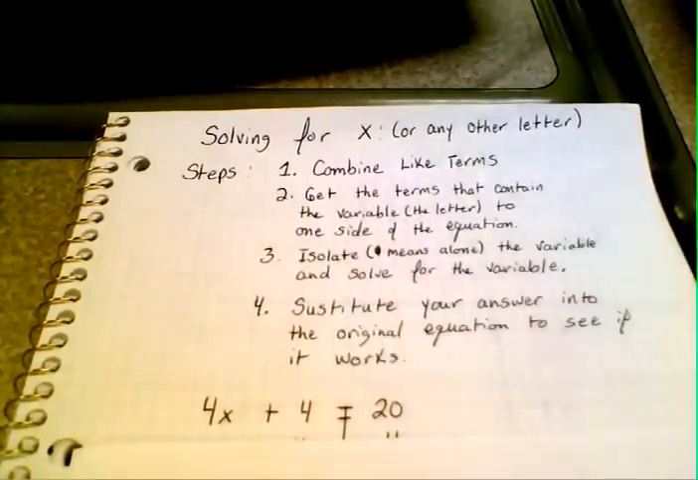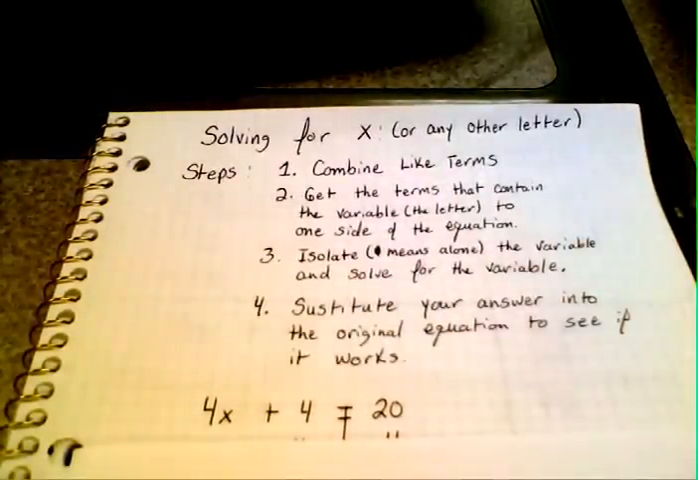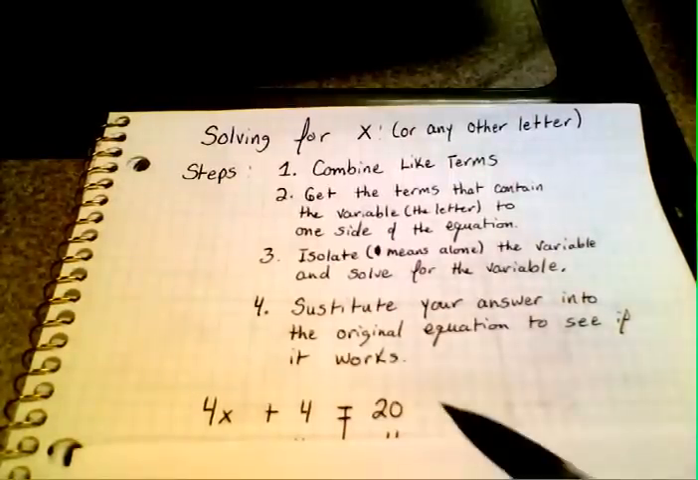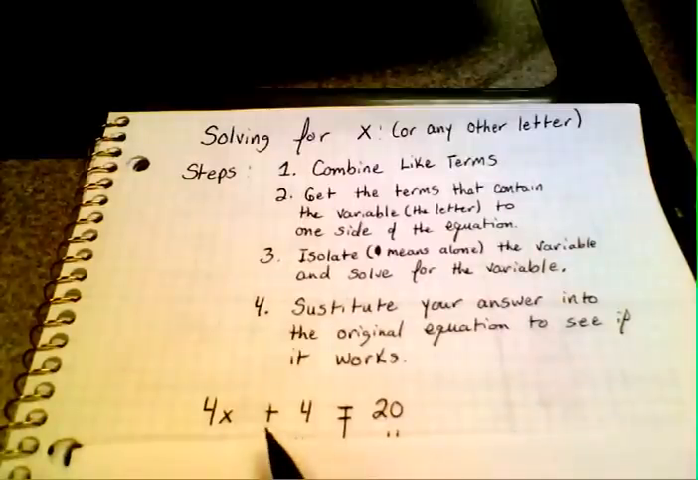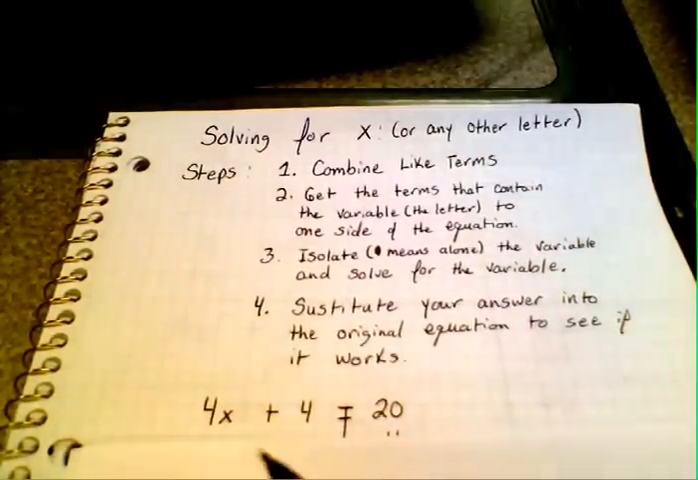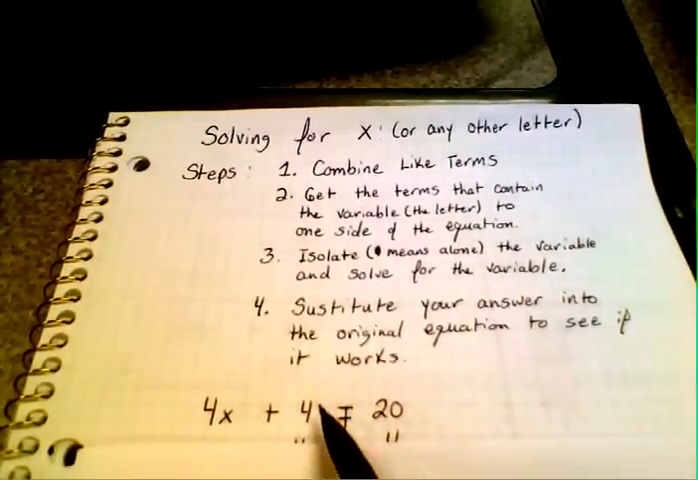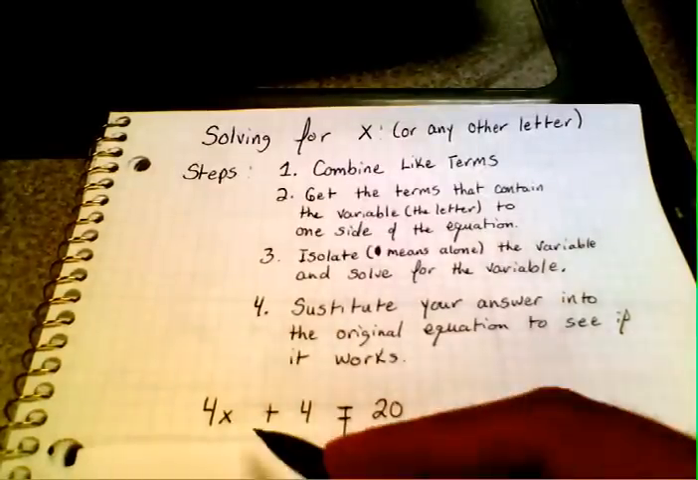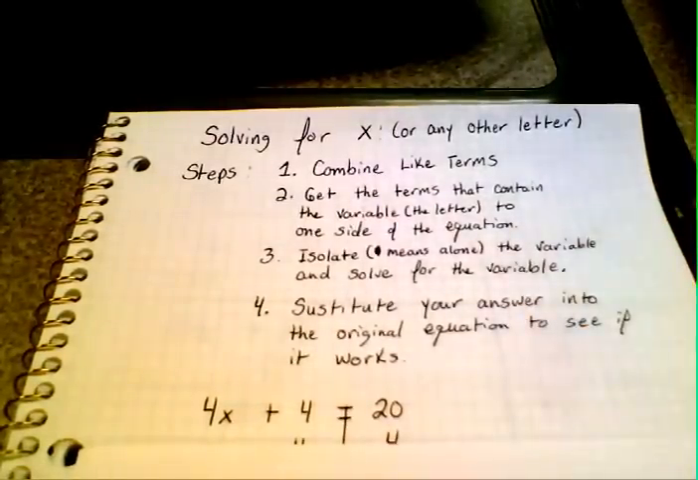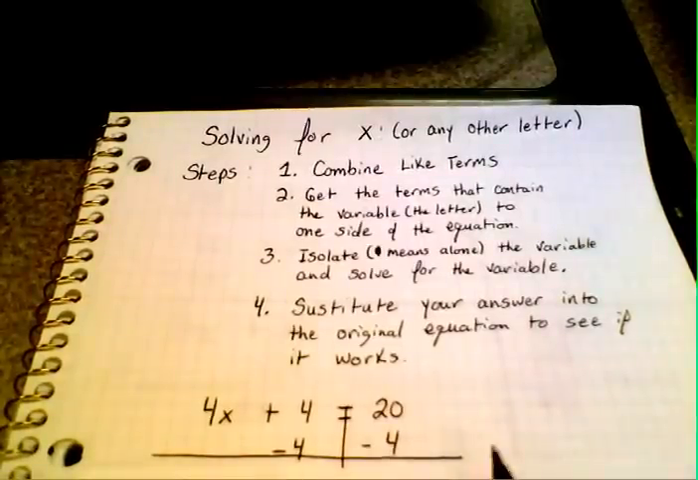First off, I need to go back and check step 1. Are there any like terms that I need to combine? And I see right now, no, there's not. So I'm going to go to step 2, get the terms that contain the variable to one side of the equation. It doesn't matter if it's the left side or the right side, but I want to get this letter, this x, all alone to one side. What's going to help me do that is get rid of the positive 4. And to get rid of positive 4, we just need to do the opposite operation, which would be negative 4. So we're going to subtract 4 from both sides.